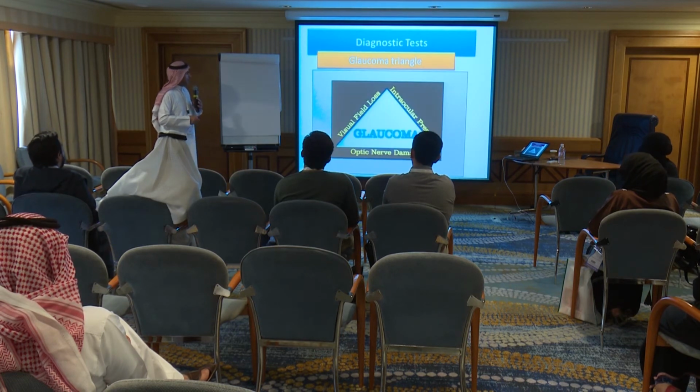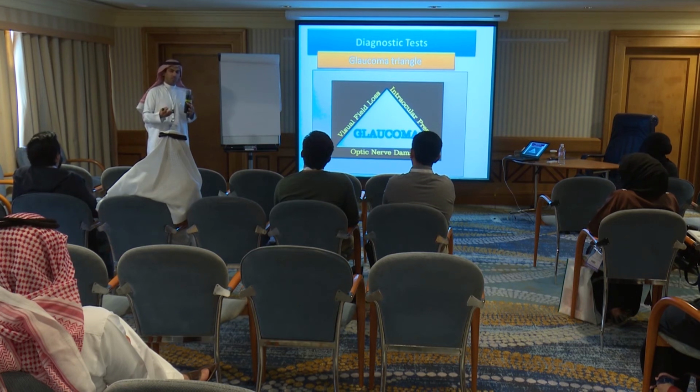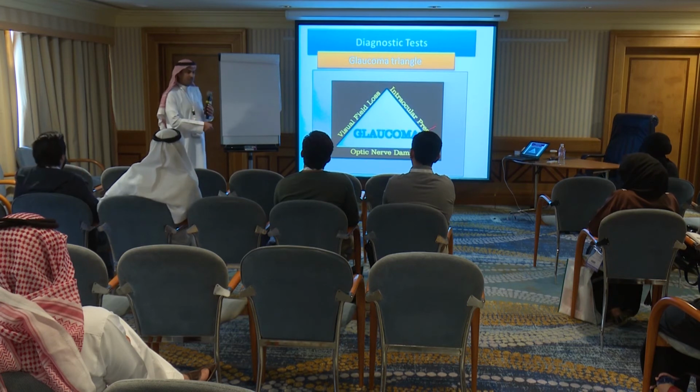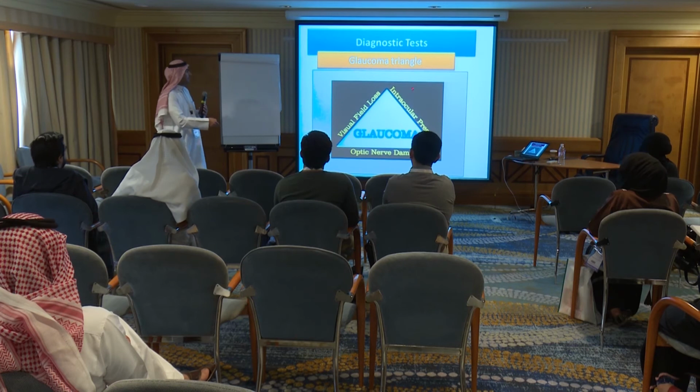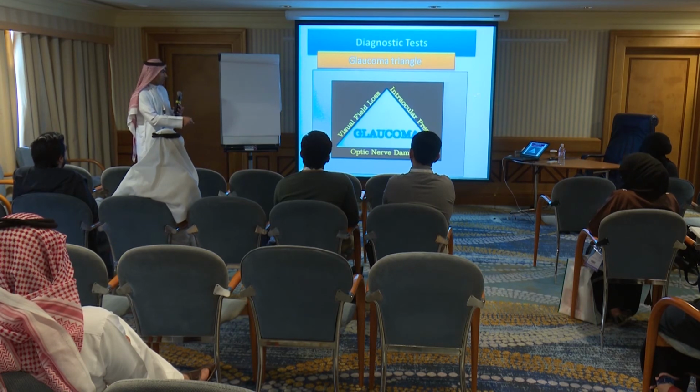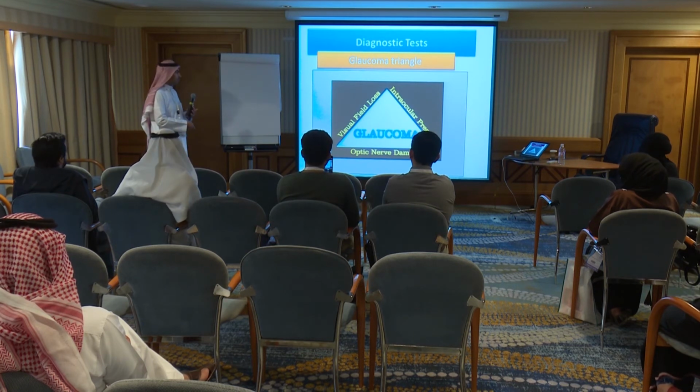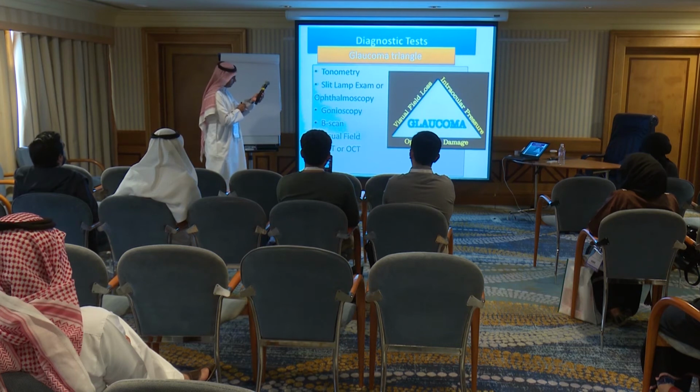Diagnostic tests: how do they come up with the diagnosis of glaucoma? Again, you remember we call it the glaucoma triangle, by the way. Please remember this triangle. There are tests for the IOP, there are tests for the optic nerve, and there are tests for the visual field. We will go through them one by one quickly.